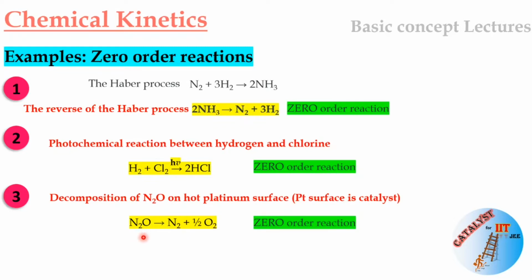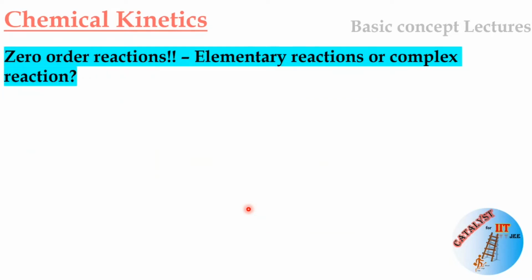N2O is getting decomposed into nitrogen and oxygen in presence of hot platinum surface. So this is crucial, that you need to do this reaction in presence of hot platinum surface only. Okay, so platinum surface is a catalyst here, and this specific example is also a zero order reaction. Now let us think about these zero order reactions in this way.